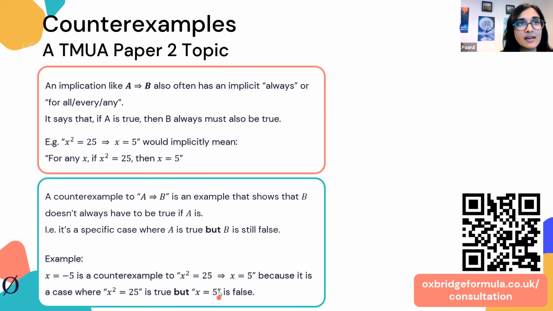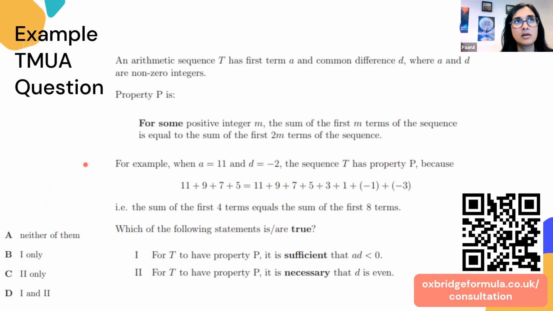Just to emphasize then, if you've got something implies something else, and you're trying to find an example which doesn't work, you want it to obey the first part. So you do want x squared to equal 25, but you want the second bit to be false. The example x equals minus 5 made this true, but that bit wasn't right. So therefore it was a counterexample to this particular statement to show that this isn't always true. It's not true for any x. Okay.